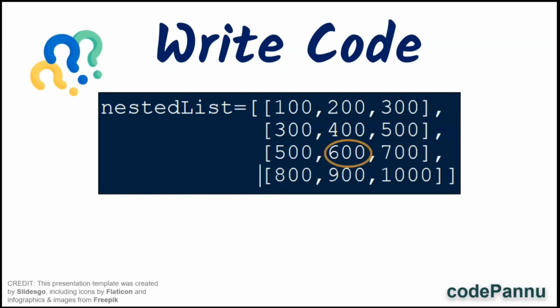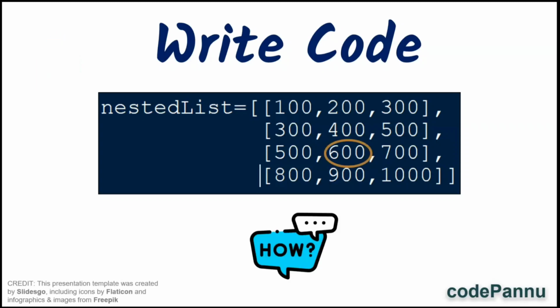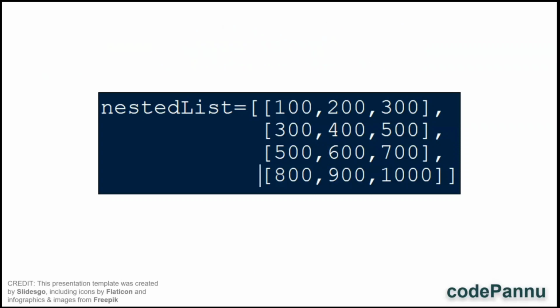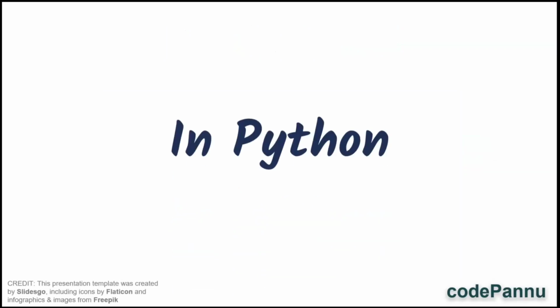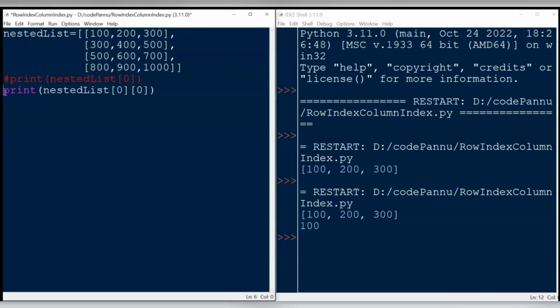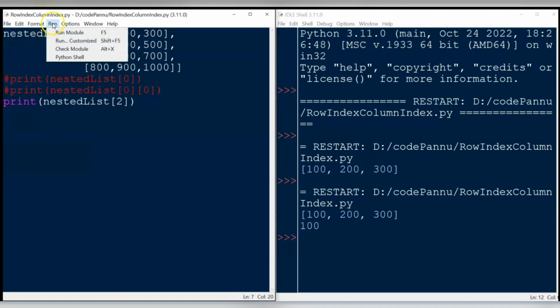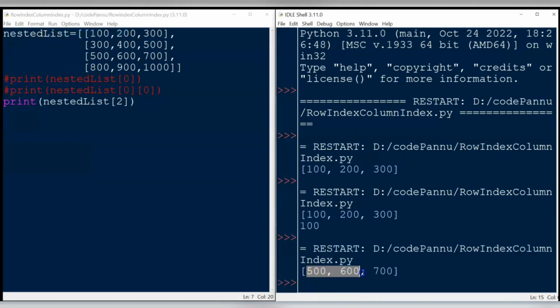Shall we get the item 600 from the nested list now? So, how do we do it? Now, to get one item 600 from our third row, the row index number is 2 because the index number starts from 0. Let us go to Python now and write the code with the index number 2. So, we write print, open bracket, nested list, open the square bracket, write 2 and close the square bracket and close the round bracket. Save the file and run the code. The output printed is 500, 600, 700 inside the square brackets.